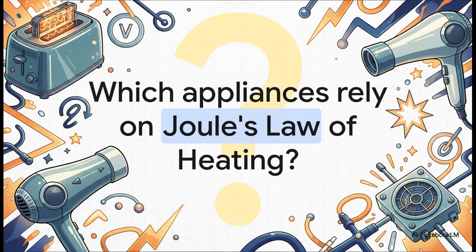So take a look around your room right now. Which everyday appliances are silently relying on Joule's law of heating to function? Is it your toaster, your hairdryer, maybe the safety fuse in your breaker box? Once you really grasp the building blocks of electricity, voltage, current, resistance, and power, the invisible physics shaping your entire modern life suddenly becomes completely visible. It's not magic. It's just electrons doing exactly what these formulas say they'll do.